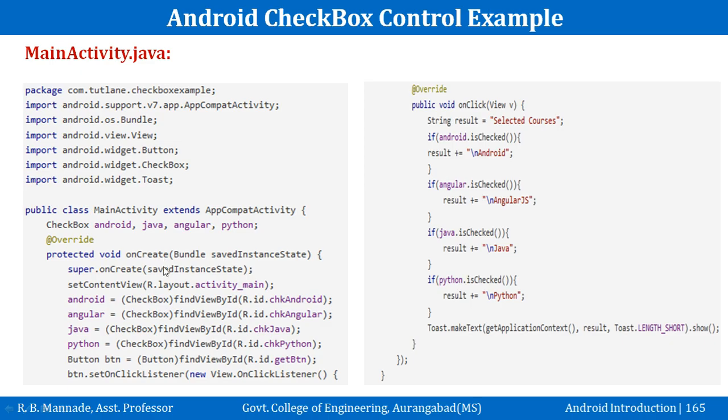Now here setContentView is a typical statement which sets the XML layout which is defined in the activity_main.xml file, by using setContentView, and it accepts this particular ID of the activity_main.xml file. Okay, so here four checkboxes are created here, right?